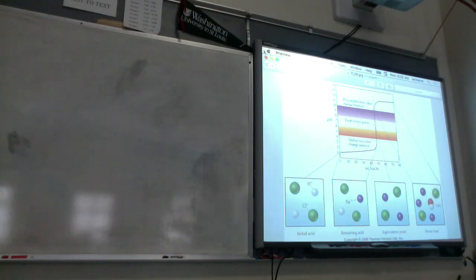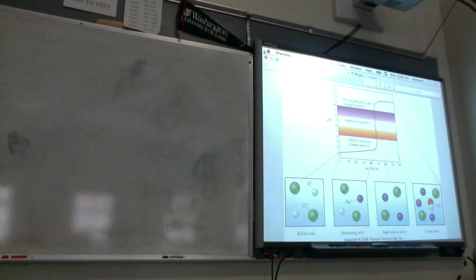Theoretically, we want our endpoint to be within the range of the equivalence point. The equivalence point is the stoichiometric amount of material. When the amount of acid has completely neutralized the amount of base, or vice versa, the base has neutralized the amount of acid, that would be called the equivalence point. Anything beyond the equivalence point is going to be either acidic or basic, depending on which way we're going.